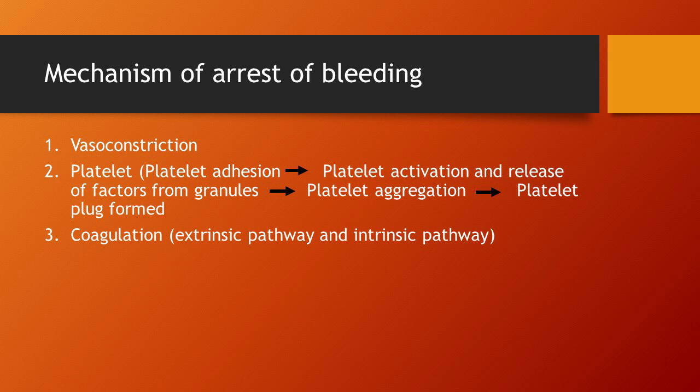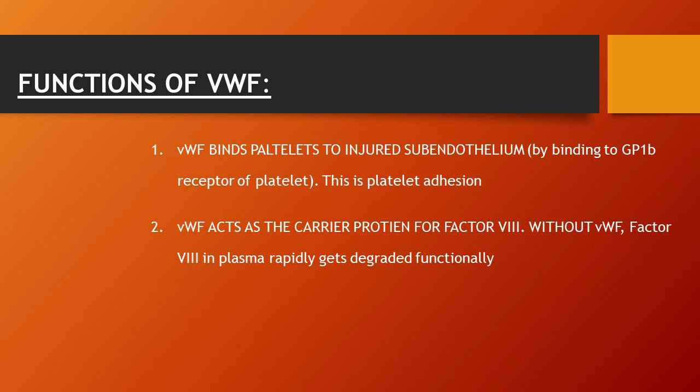Suppose there is an injury and there is a break in your endothelium. First is the vasoconstriction. Very small breaks it may be able to seal. Otherwise, there is a break in endothelium. Von Willebrand factor will bind to GP1B receptor of platelet. See, this von Willebrand factor is there within the endothelial cells. When it is injured, von Willebrand factor is expressed. So the platelet that is circulating now comes and binds to it. So that is how that binding happens.